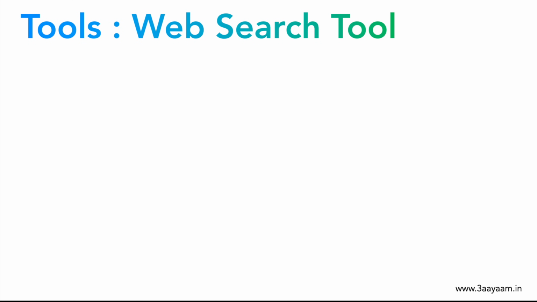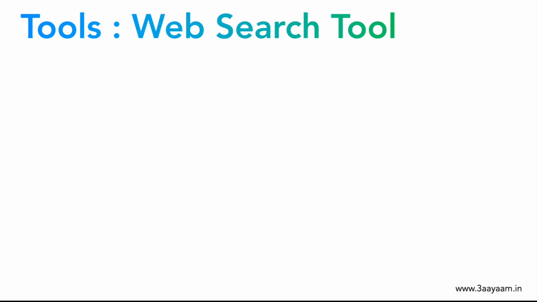We have already seen that OpenAI provides ways to access multiple external systems using the tools parameter. And we have seen the web search tool, file search tool, function call, etc. Now let's look into them one by one. First, I'll talk about the web search tool, and this is the easiest one.